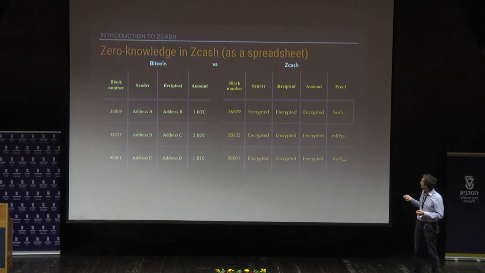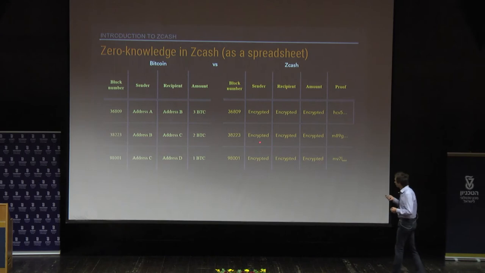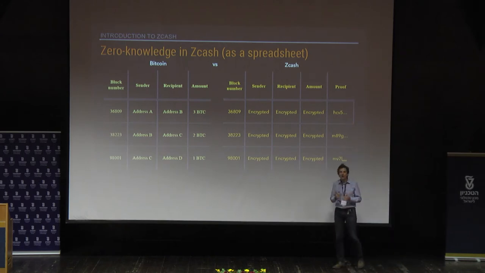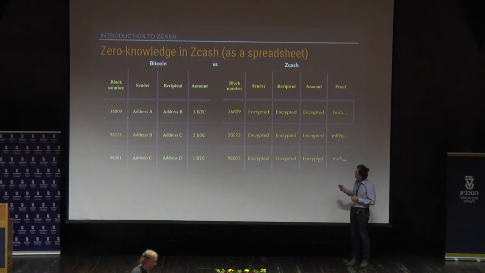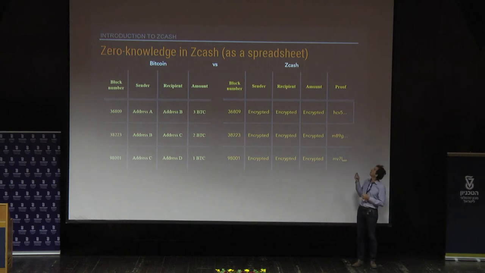So now, in Zcash, we use normal old encryption. You know, well-understood, high-quality, symmetric encryption to protect the contents of all of sender, recipient, and value transferred. And then every transaction comes with a fourth thing, which is the proof that the encrypted stuff is valid.